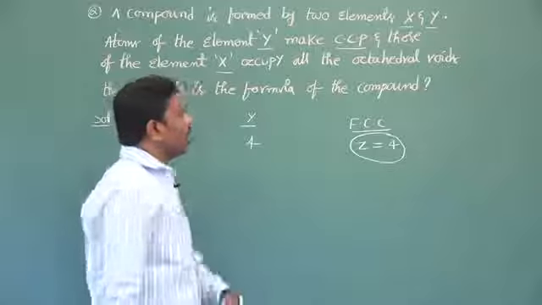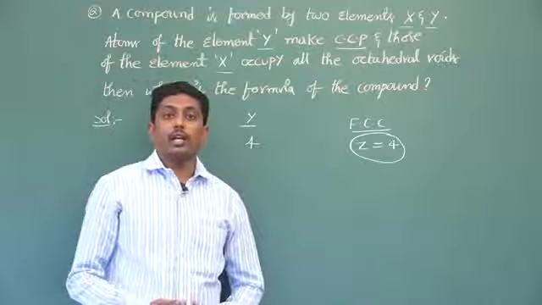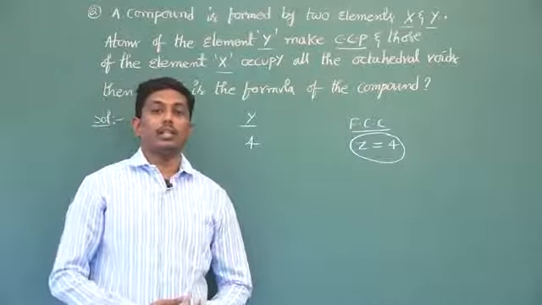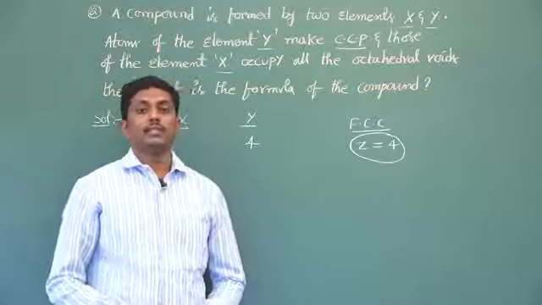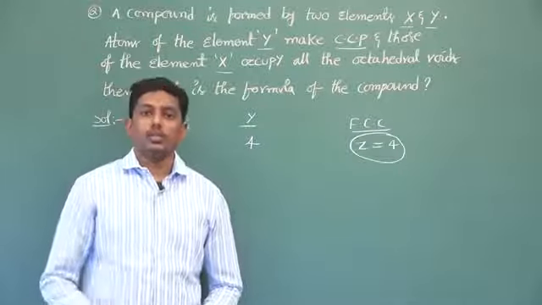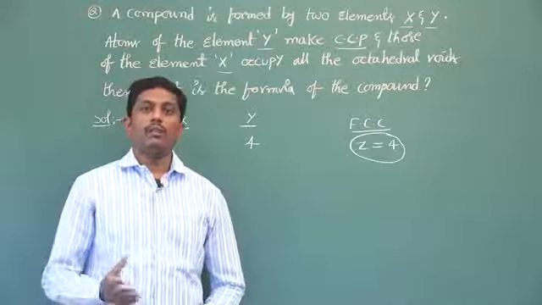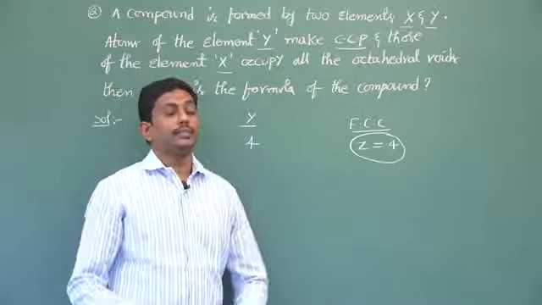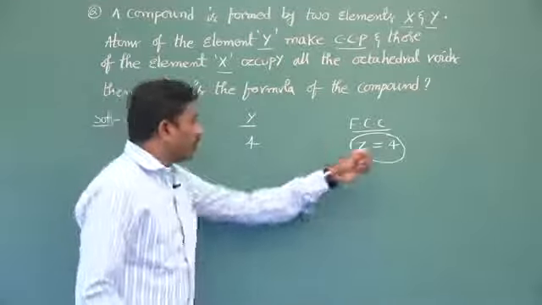Next, if you recall, the number of tetrahedral voids and octahedral voids. While discussing octahedral voids and tetrahedral voids, I said that for every one sphere, one octahedral void is possible, and for every one sphere, 2 tetrahedral voids are possible. So based on that, the Z value is 4.